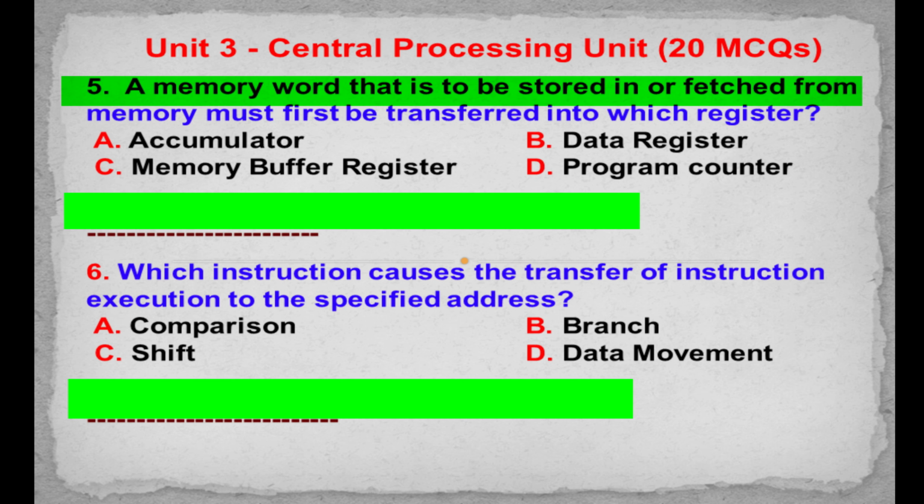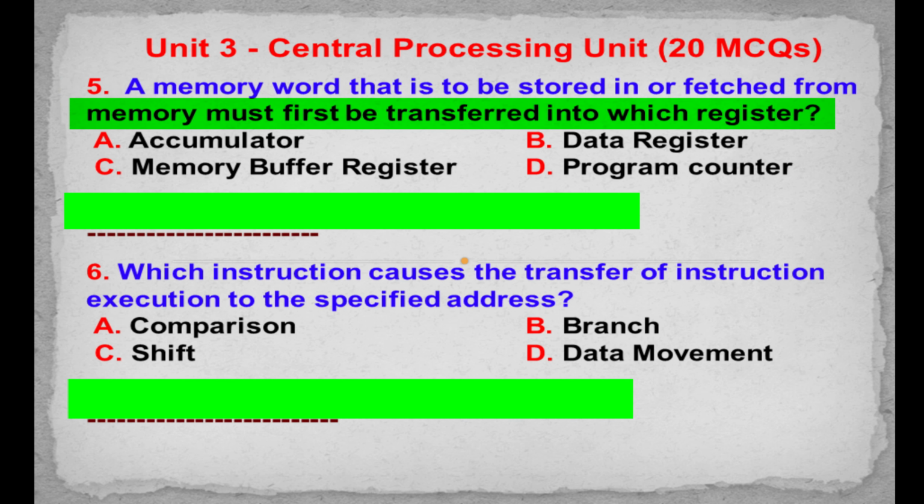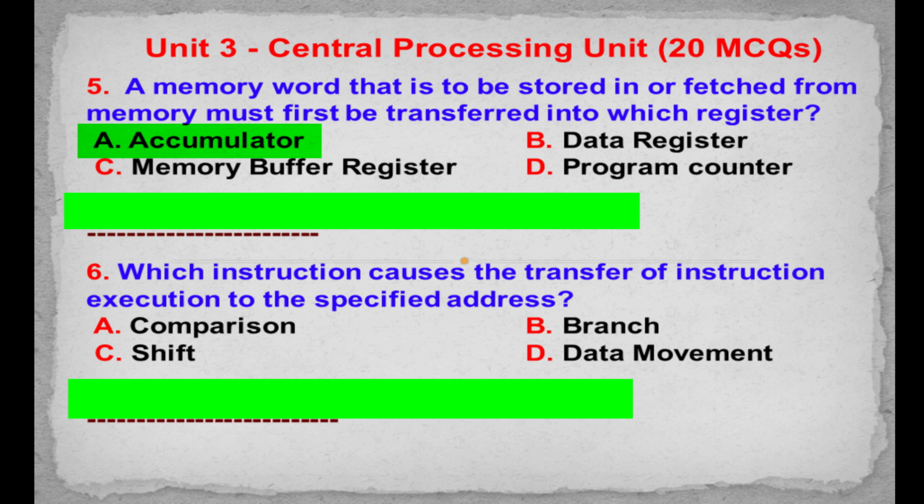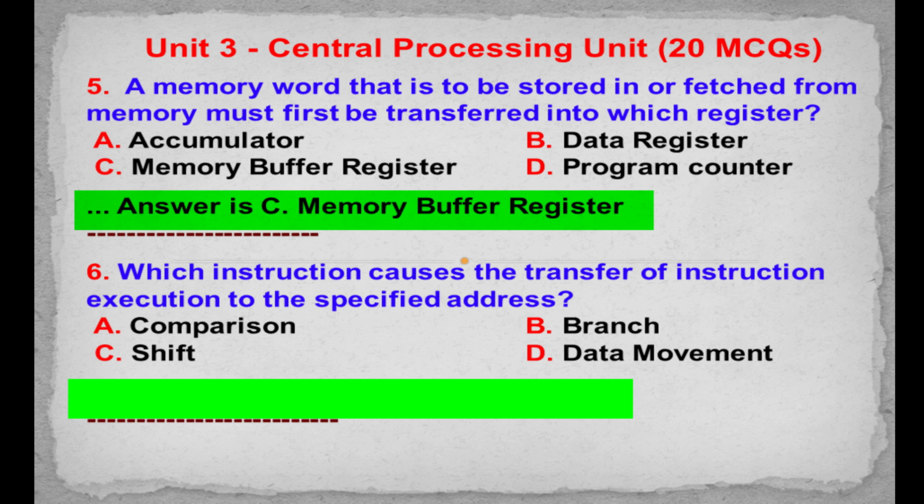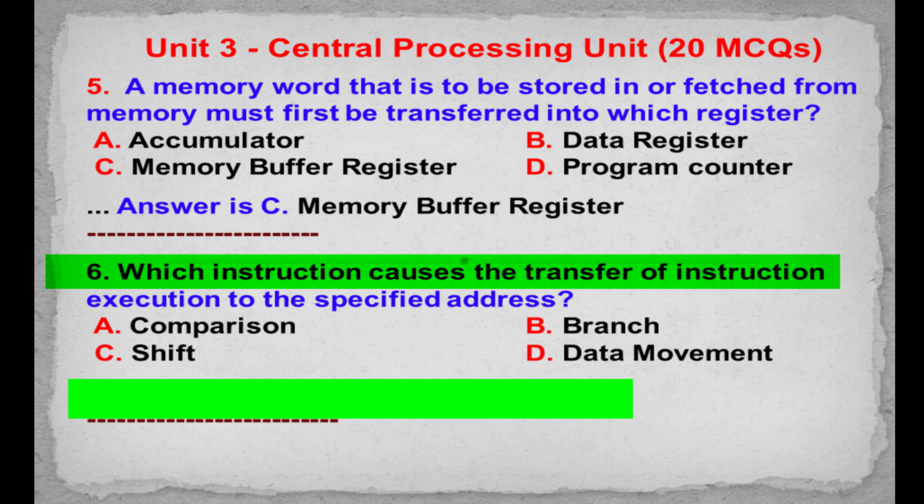MCQs number 5. A memory word that is to be stored in or fetched from memory must first be transferred into which register? Option A, accumulator. Option B, data register. Option C, memory buffer register. Option D, program counter. Correct answer is option C, memory buffer register.